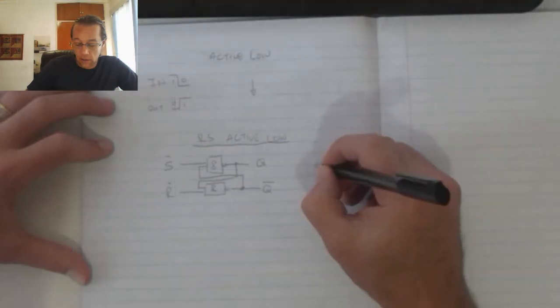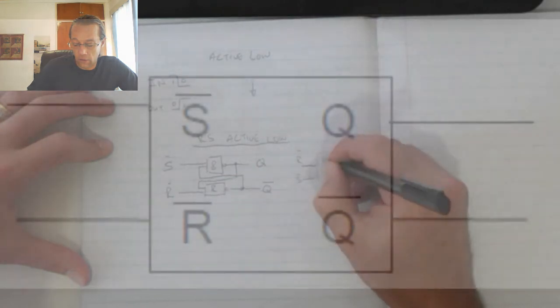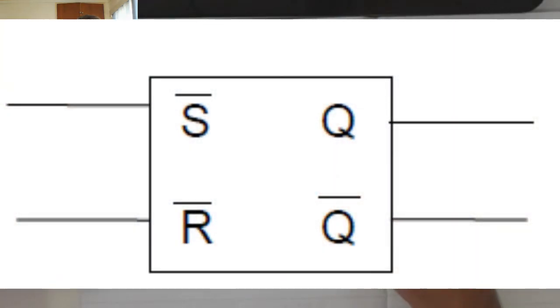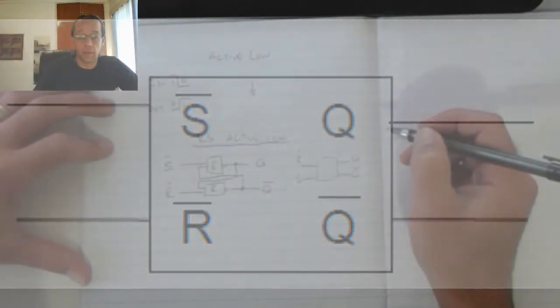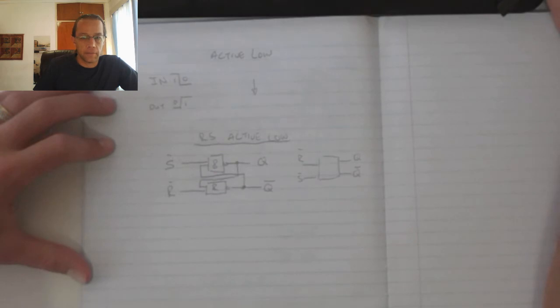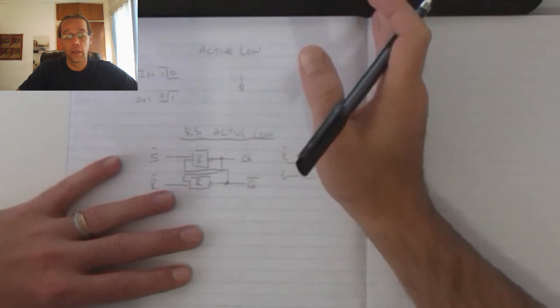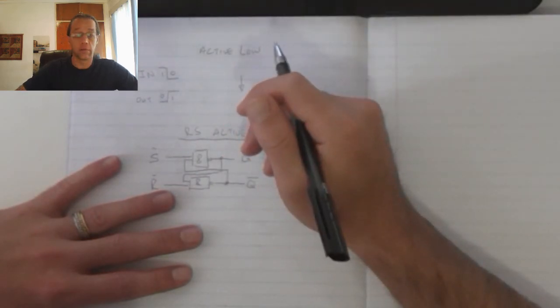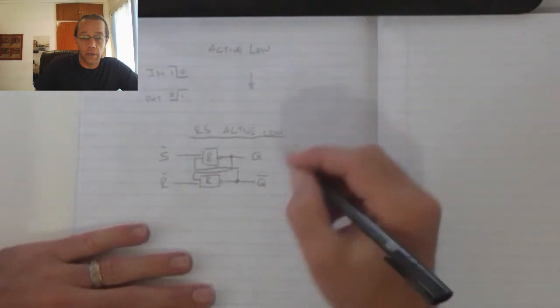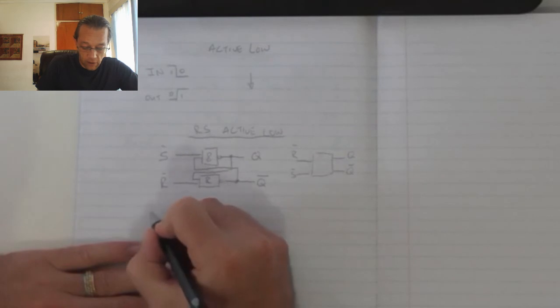Okay, symbol: set and reset, both NOTed, that goes into Q and NOT Q, and that is the symbol or the block diagram for the RS flip-flop. Now the way that this one works, set is always equal to Q when it comes to the active high. For the active low, on the other hand, we've got the reverse happening. You're welcome to go figure this out on your own.